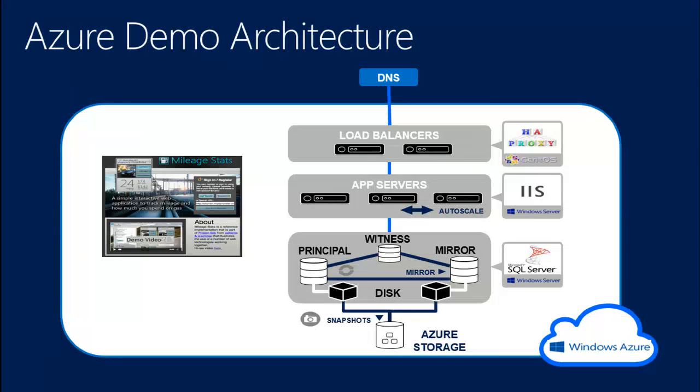We've got a pair of software load balancers running HA proxy on CentOS Linux. Behind that, we've got an auto-scaling array, and I'll demo that, show you what that means, in the application tier. This is the IIS tier. And that's talking to a SQL Server tier on the back end. It's a mirrored pair, a principal and a mirror. And we've got a witness server for automatic failover set up as well.